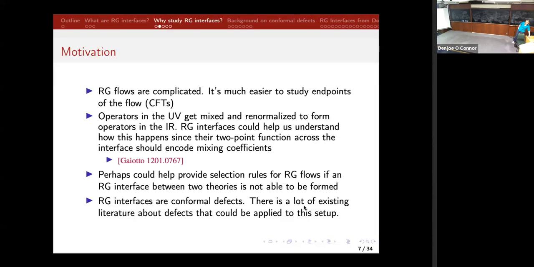Sorry, I just want to get the picture clear in my head. You have an interface here between the two theories, and you're talking about the one relevant operator. I would normally think of tuning the temperature parameter, the mass parameter, that's the coefficient. Oh yeah, sorry, I shouldn't have said tune the operator. I should have said tune the mass parameter.